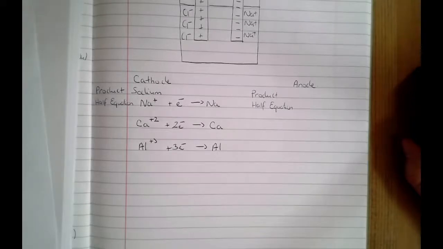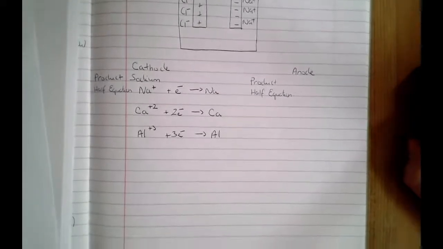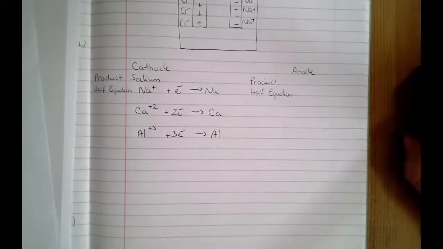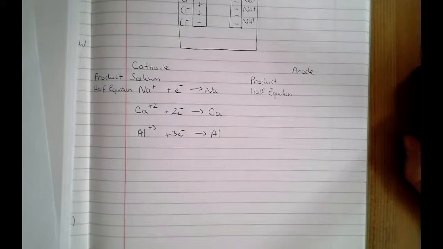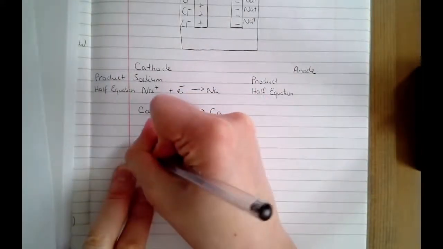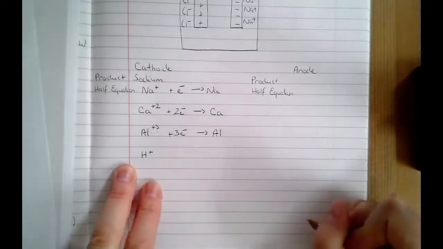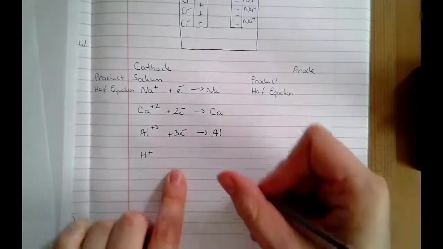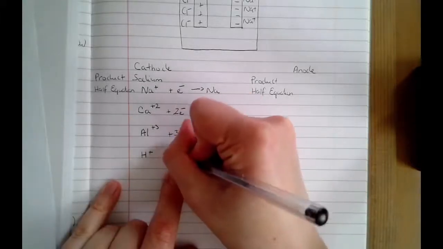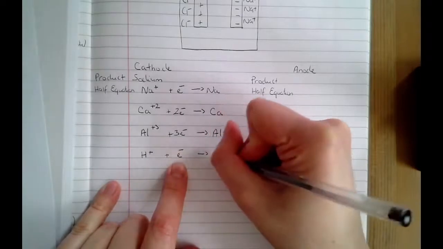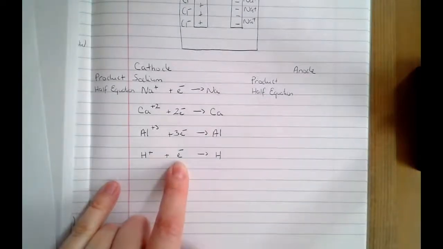The other product we saw form at the cathode was hydrogen. If you remember, when you electrolyze something aqueous, you typically form hydrogen at the cathode. And we saw hydrogen was H+. Okay, it was H+ because it had lost an electron. So again, you would need to give it the electron back, and when you do, you would form hydrogen.